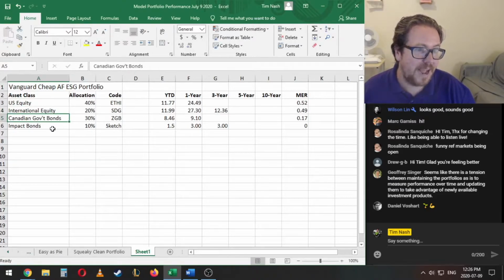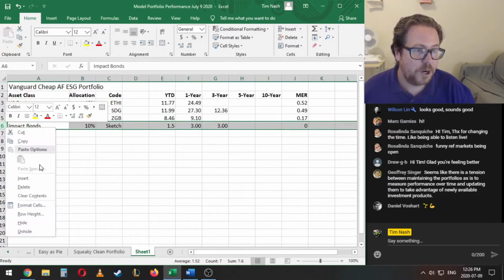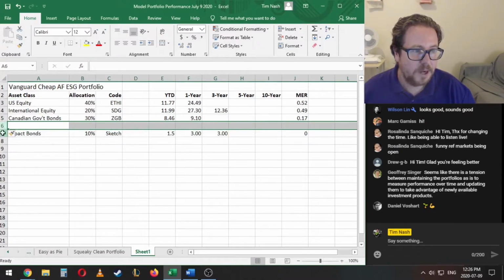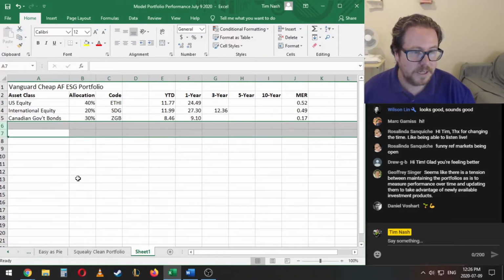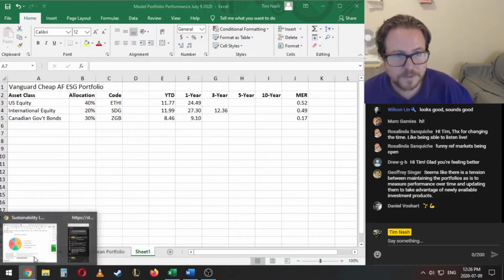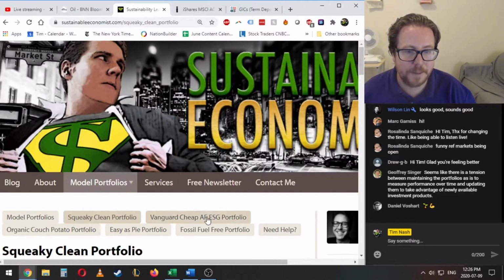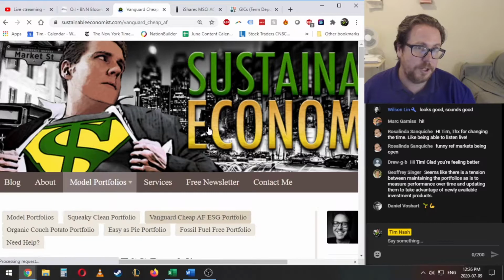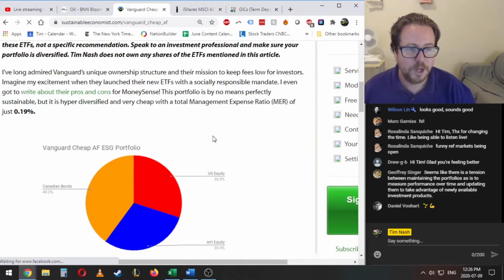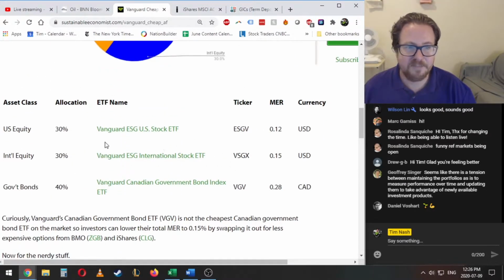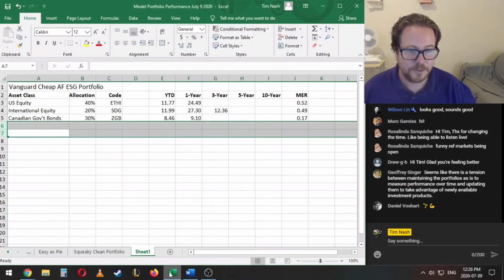And then from there, we're going to have Canadian government bonds. And I don't think I actually have any impact bonds on this. So let me just verify that's what I've got up on my website, and I'll show you how I track this performance. So yes, it's a 3 ETF portfolio. You can see I've got the Vanguard ESG US Stock, ESGV, VSGX, and then VGV are my ETFs here.